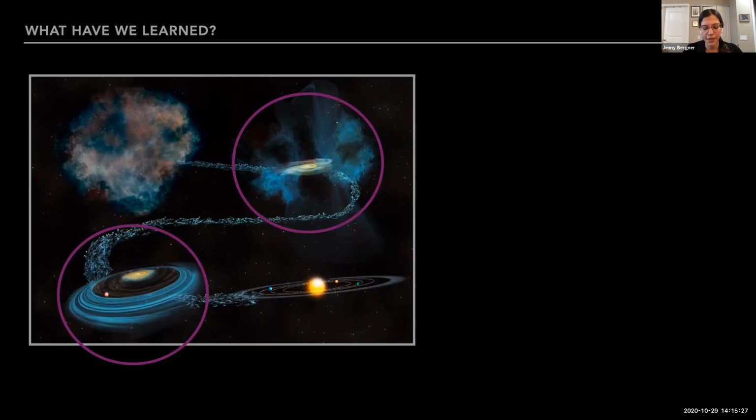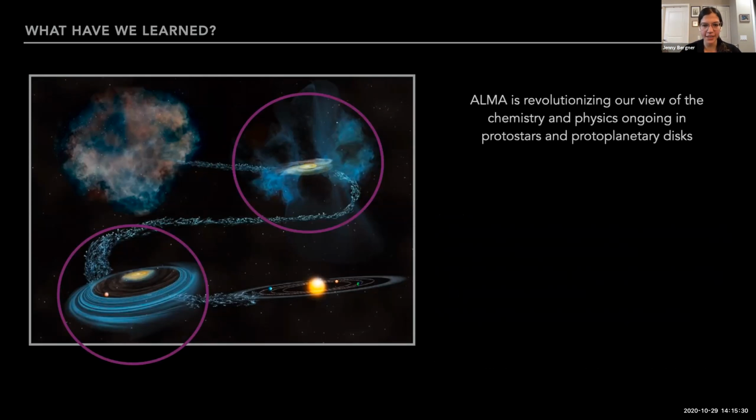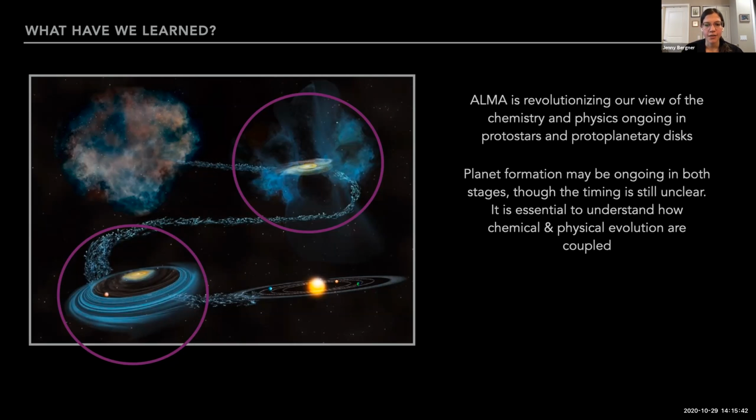So just to summarize what we can learn from these observations, we've seen that ALMA is revolutionizing our view of the chemistry and physics going on in protostars and protoplanetary disks, which are the precursors of planetary systems. We know now that planet formation may be going on in both of these stages, but the timing is still unclear. It is essential to understand how the chemical and physical evolution are coupled, because we think that the chemistry is going to be very dependent on the local physical evolution. And so this could have strong implications for the material that is being incorporated into protoplanets at different stages in the disk lifetime.